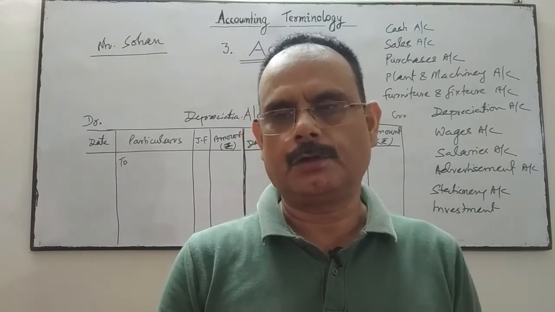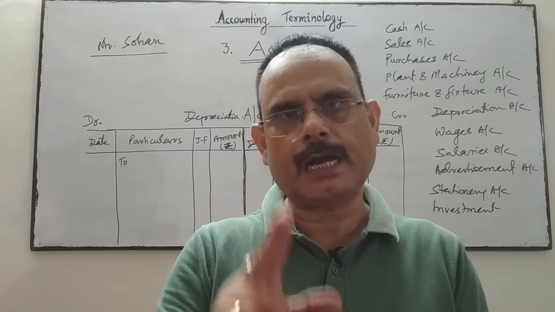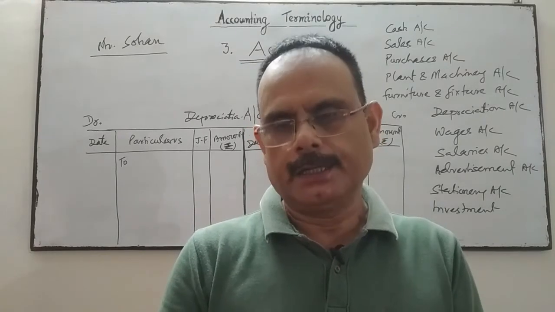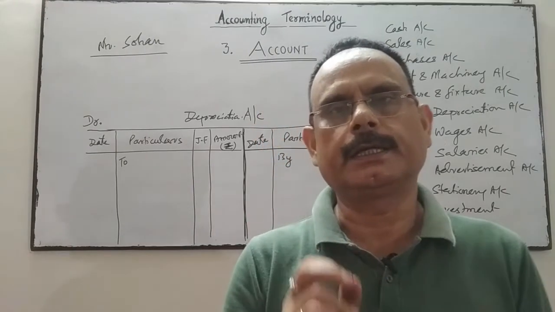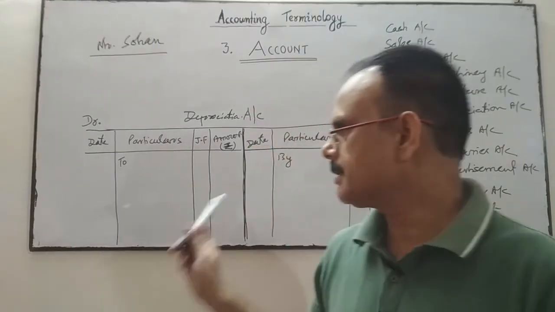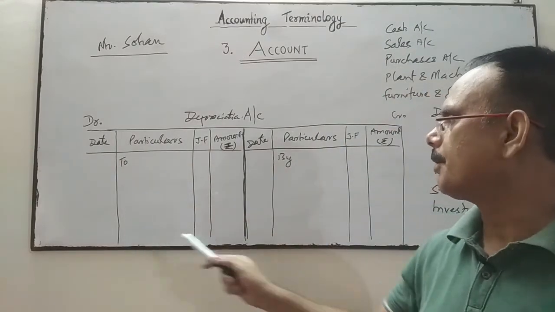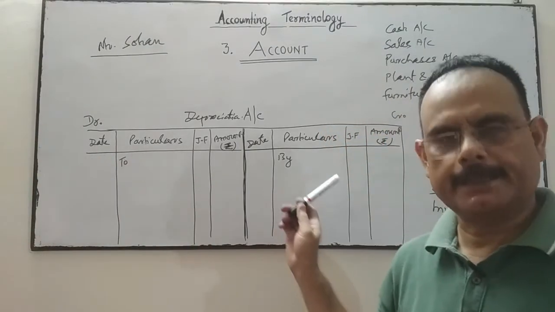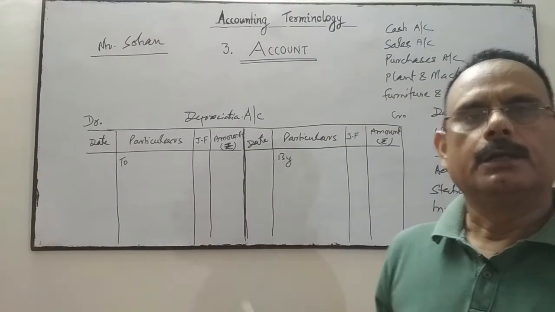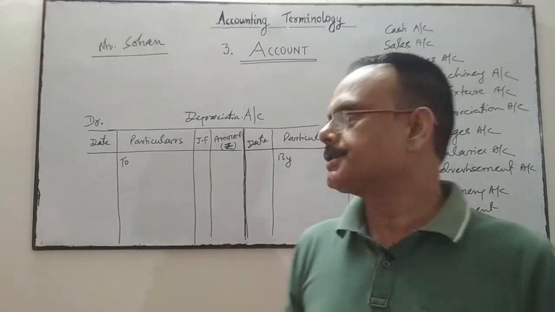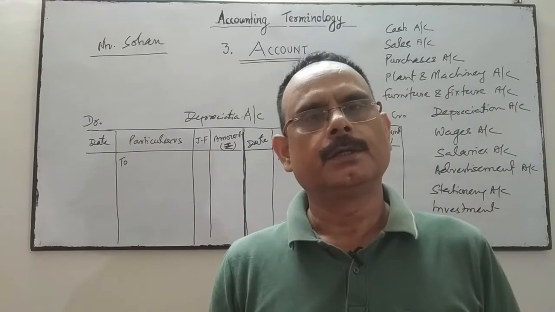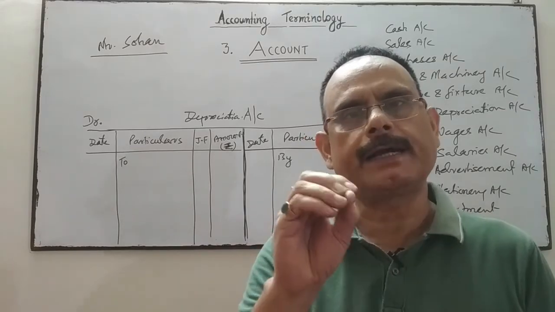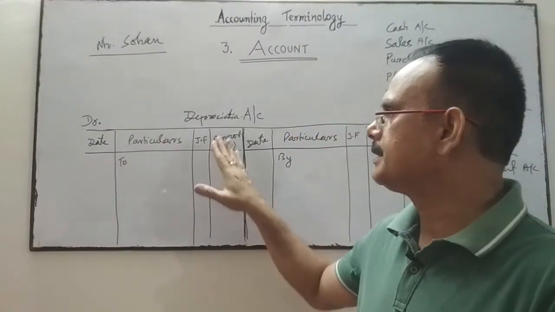When it is shown after recording, when it is shown at one place in a specific format, then it is called ledger. This is the format of a ledger which has two sides, debit side and credit side. So if you want to know the information about depreciation, you just turn the page and see the ledger of depreciation. You will find the details about depreciation in this ledger.